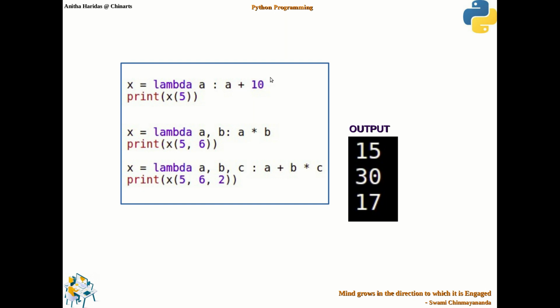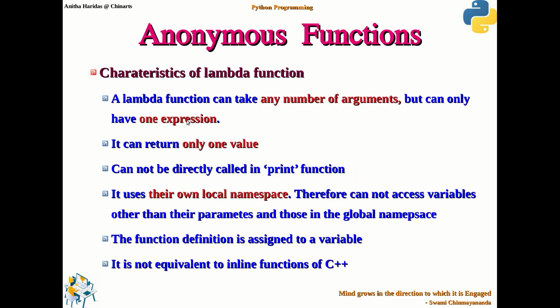You can't call this lambda directly here just by having lambda here, but you assign it to a variable, then you can call that lambda function in the print function. And the lambda functions will use their own local namespace. Therefore, it cannot access variables other than their parameters and those in the global namespace. So this is the point to be noted.